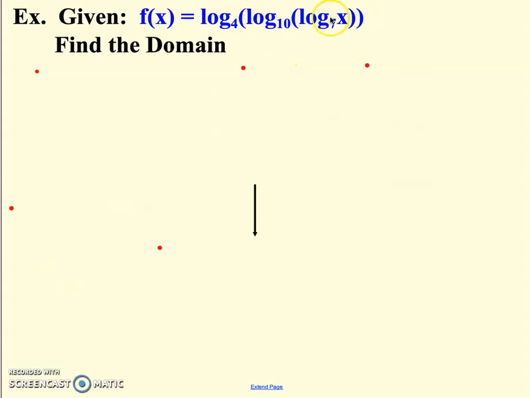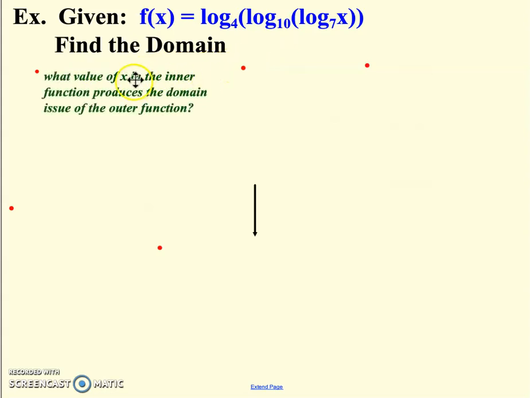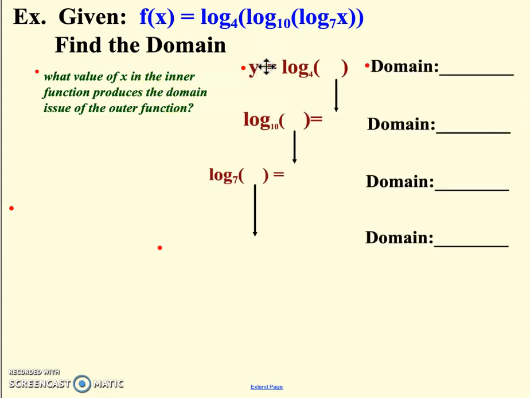But what if we do multiple? Now we've got 3, we could do 4, we could do as many as we want. So start thinking of it this way: what value of x in the inner function produces the domain issue of the outer function, and work it that way. So I'm going to start with a string of thoughts.